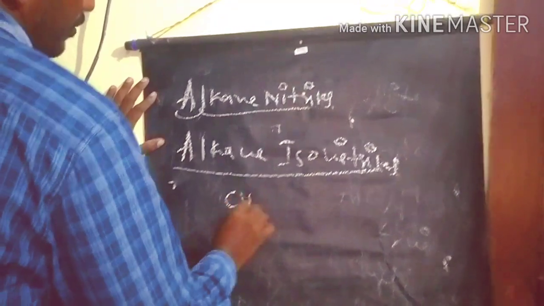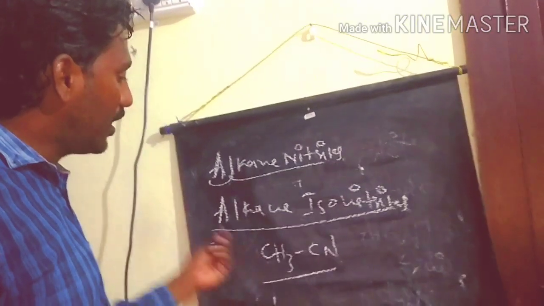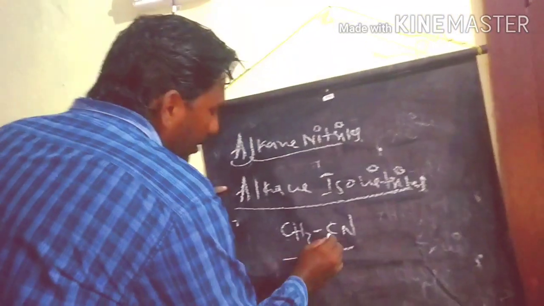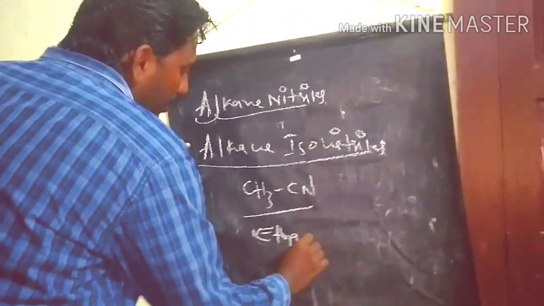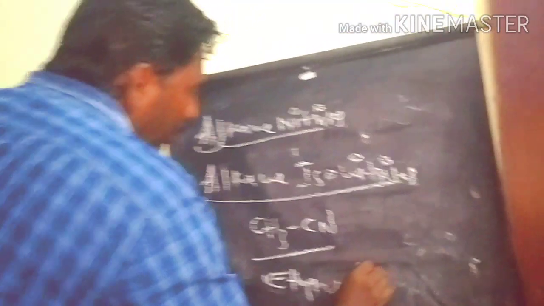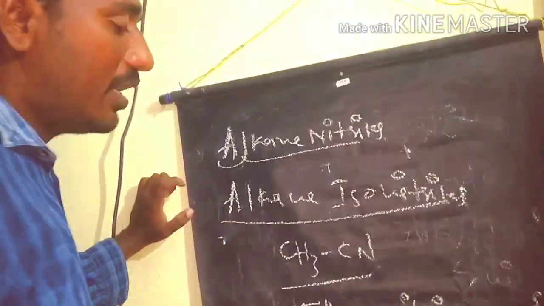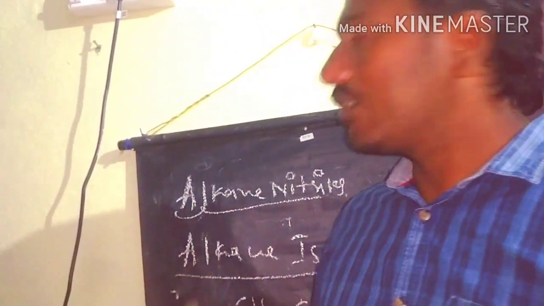For example, here we take the methyl cyanide nomenclature. Here we have two carbons, that's why we call it ethane nitrile. Ethane nitrile is the IUPAC name of methyl cyanide. This is today's topic. Tomorrow we will discuss the IUPAC nomenclature of cyanides and isocyanides, both compounds, and their preparations also.